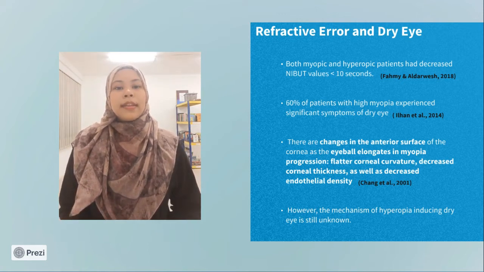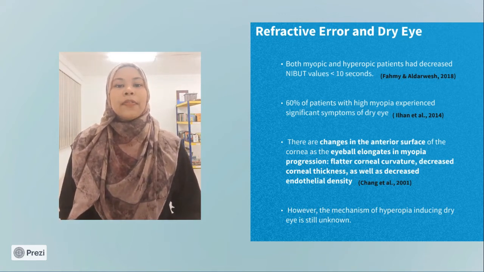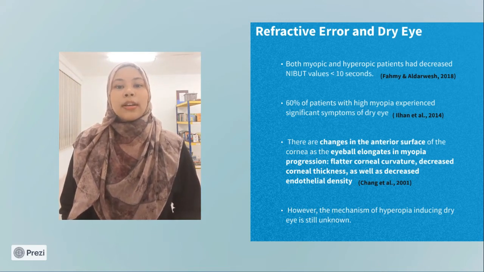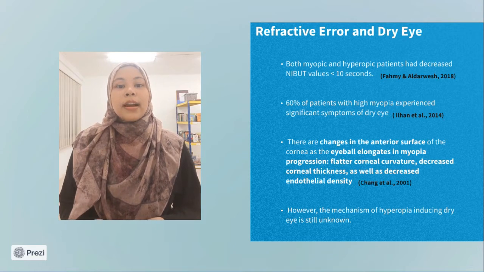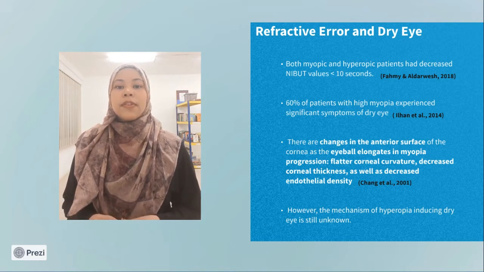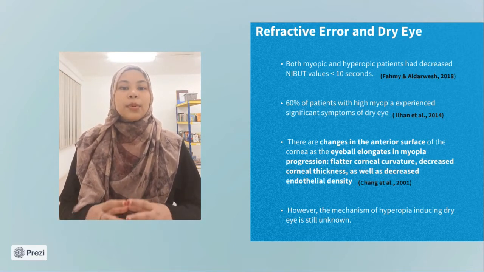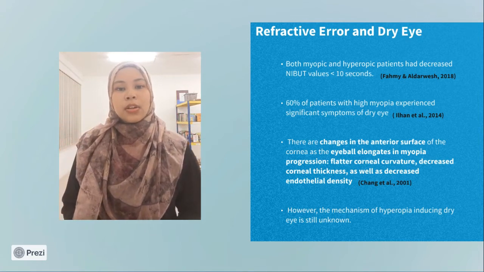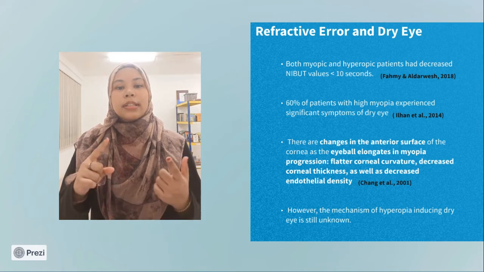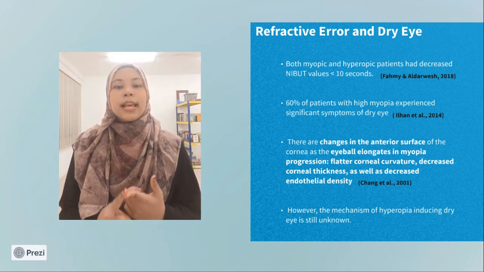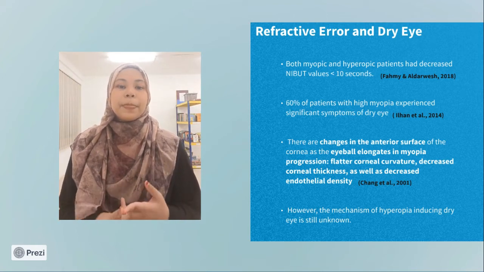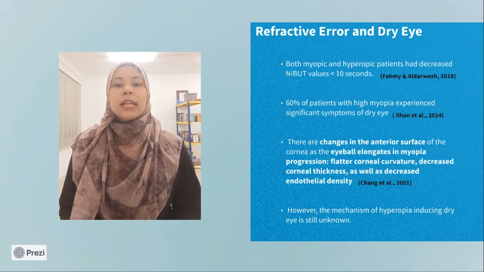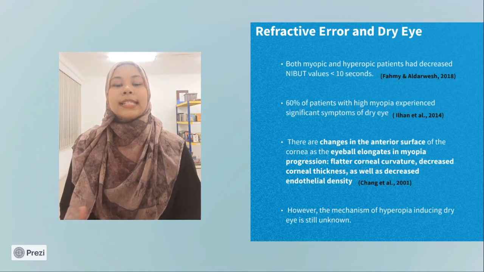On the other hand, there are reasons why refractive error can cause dry eye. In myopia, according to Chang et al., 2001, there are changes that occur in the anterior surface of the cornea as the eyeball elongates in myopia progression, which include flatter corneal curvature, decreased corneal thickness, as well as decreased endothelial density. However, the mechanism of hyperopia inducing dry eye is still unknown.